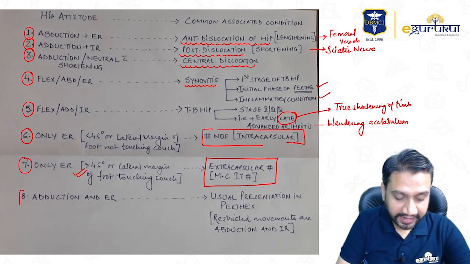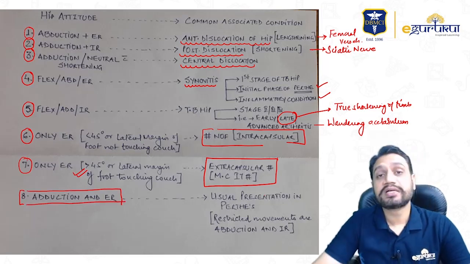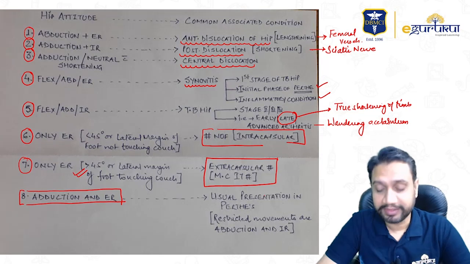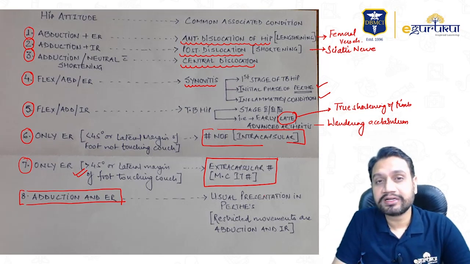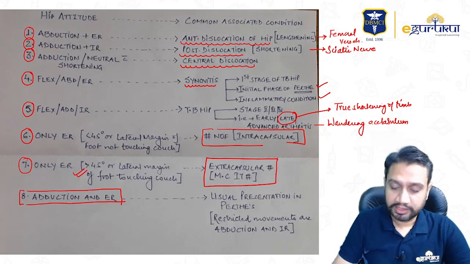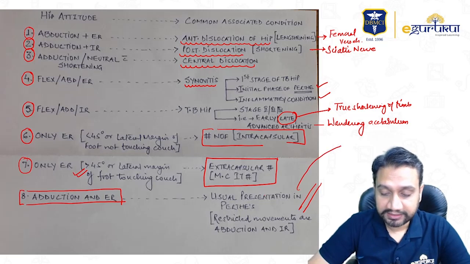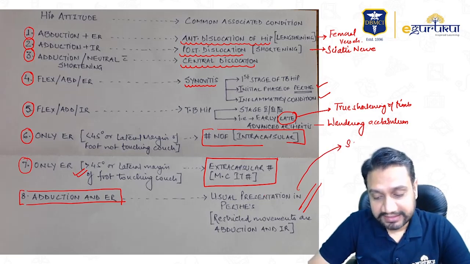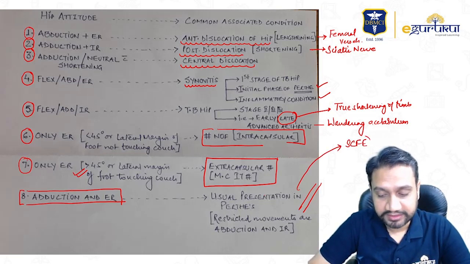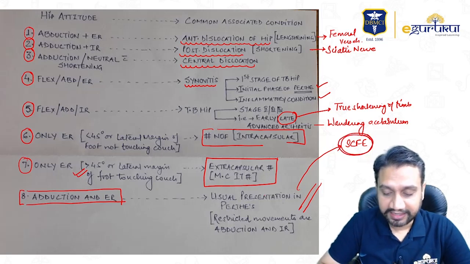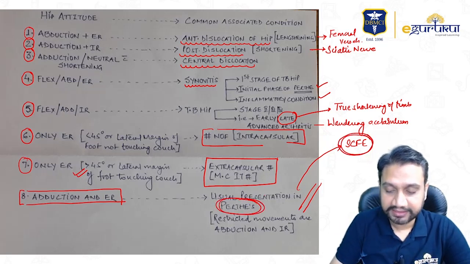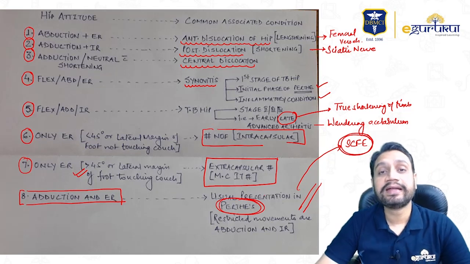Then adduction and external rotation, one of the very important topics which is asked from pediatric orthopedics very commonly. When the patient is having an external rotation of the limb with adduction, there are two conditions possible. One, it is a usual presentation in Perthes, and the second condition is SCFE, slipped capital femoral epiphysis. Both the conditions can have the same attitude, the Perthes and the SCFE.